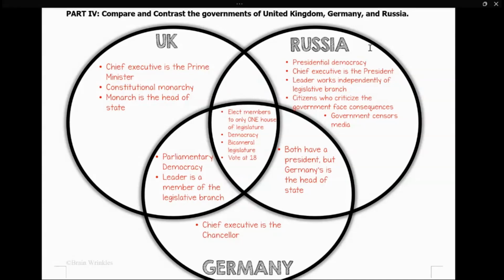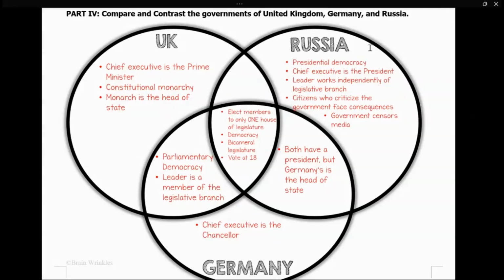Let's talk about the United Kingdom. The United Kingdom's chief executive is the prime minister. They also have a parliamentary democracy. And guys, know that the United Kingdom has a parliamentary democracy, but they also have a constitutional monarch inside of it. Meaning the king and queen are just a mascot. They're just a little tourist attraction. They don't really have power. But the parliament, the legislature, holds the true power in the United Kingdom government. And of course, we also talked about Germany's parliamentary democracy, meaning the leader is a member of the legislative branch. People are choosing the parliament.